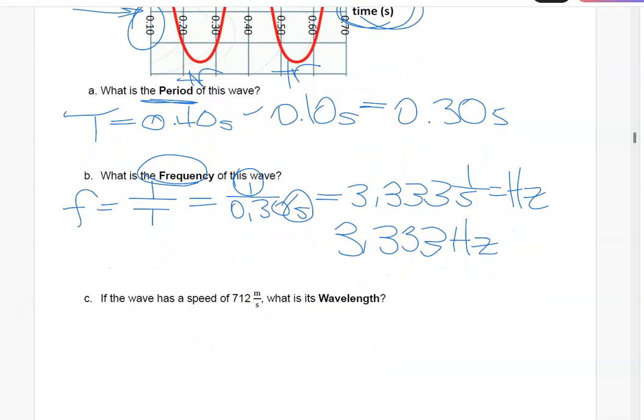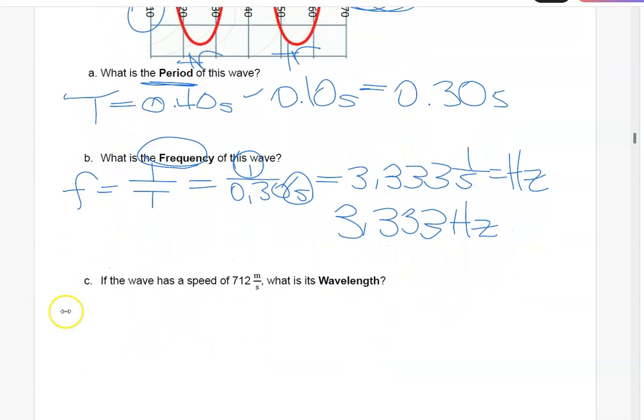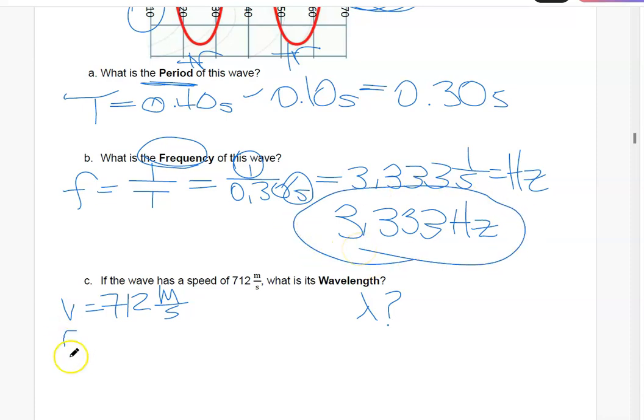And the last part of this question says, if the wave has a speed of 712 meters per second, what is its wavelength? All right, well, we know the speed is 712 meters per second. We don't know the wavelength, but we do know the frequency. We just calculated it. Frequency is 3.33. We'll add an extra 3 in there. Hertz, or per second, whichever way you want to write it.